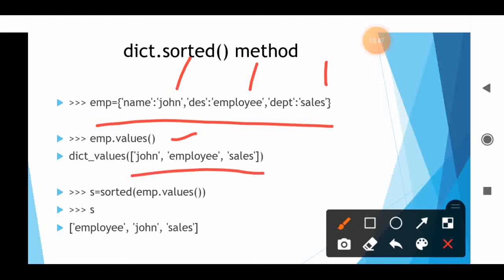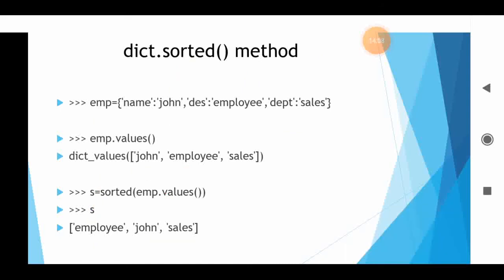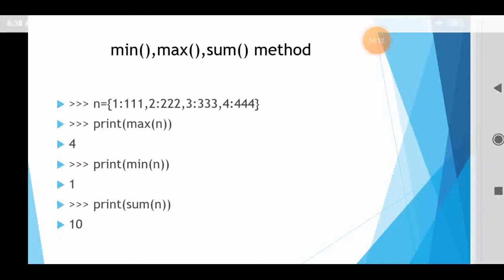Now we are going to sort the values. We can use the sorted function. Yes equal to sorted emp dot values. So it will sort the emp dot values and store it in a variable yes. Now you can print the yes value. It will display the sorted values. This is the way you can use this. You can sort the elements of values in the dictionary.